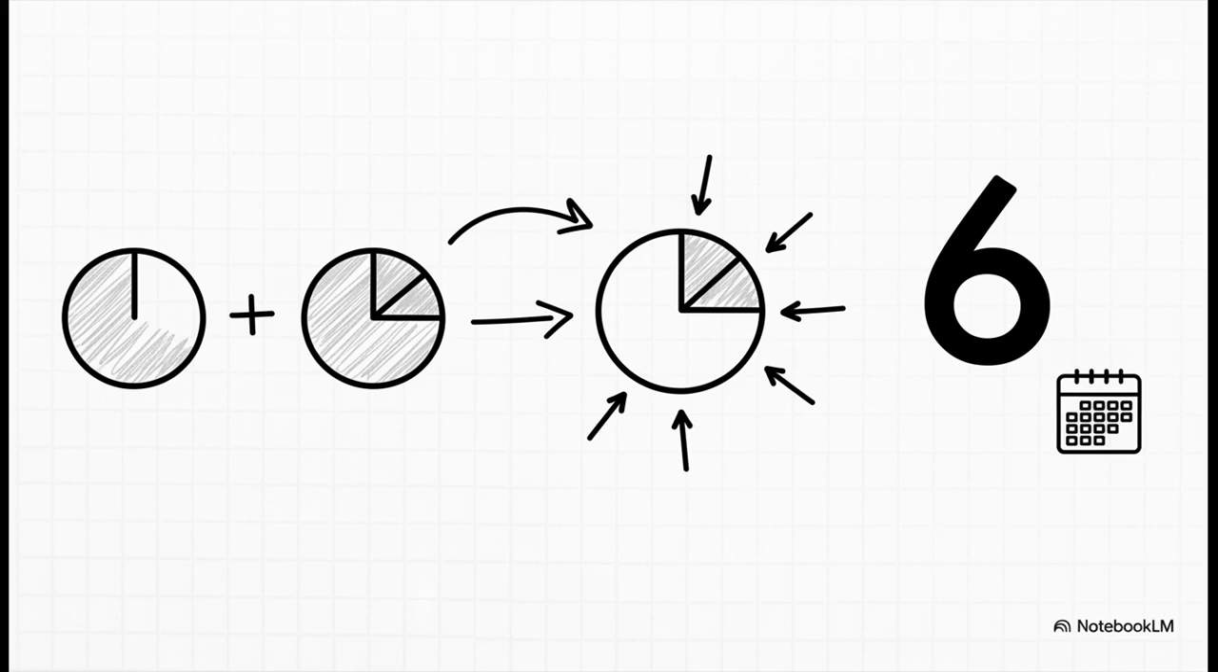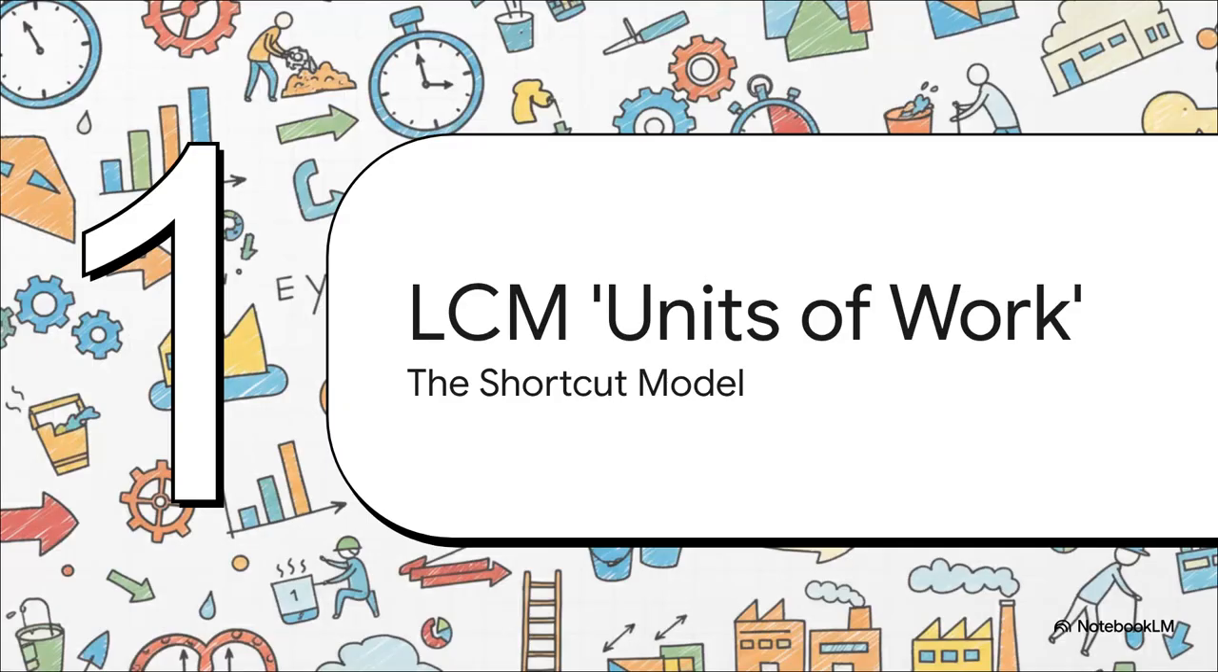Now we take the reciprocal of that, flip it upside down, and once again we get our answer, 6 days. Okay, now for what might be my personal favorite, especially when you're under pressure in an exam. This is the LCM model. This method is so clever because it lets you avoid all those annoying fractions and decimals by just thinking about the problem a little differently.